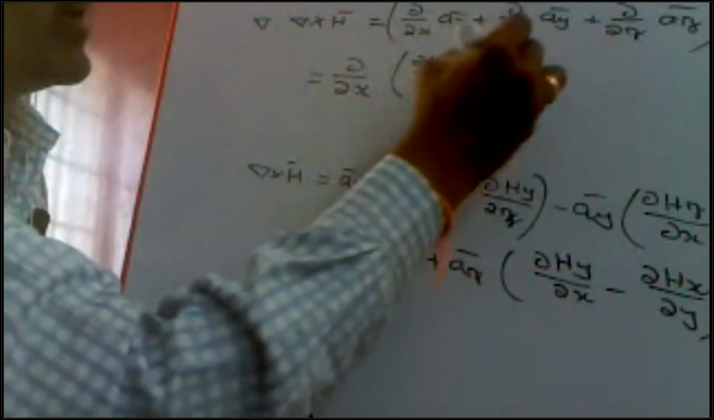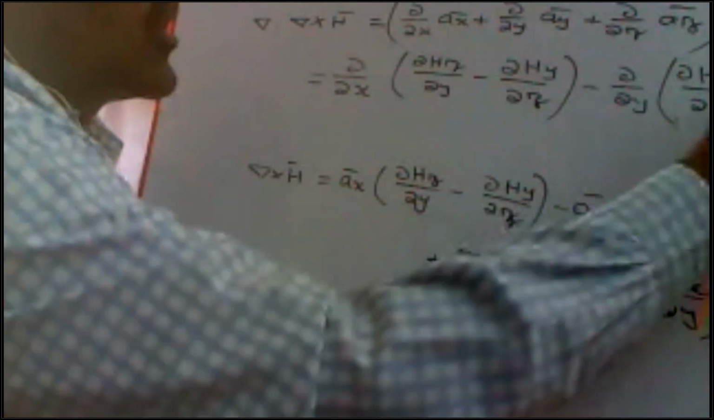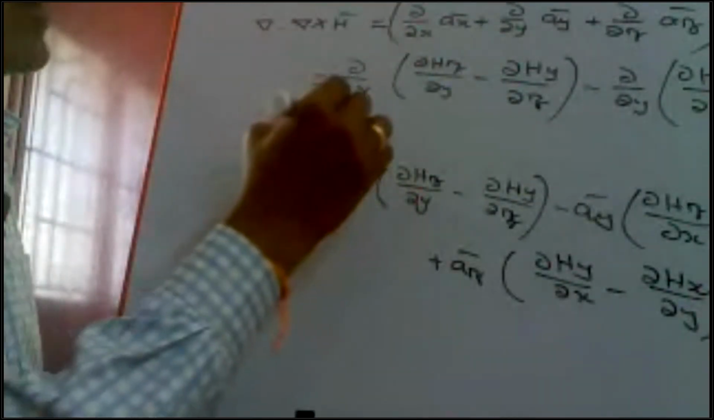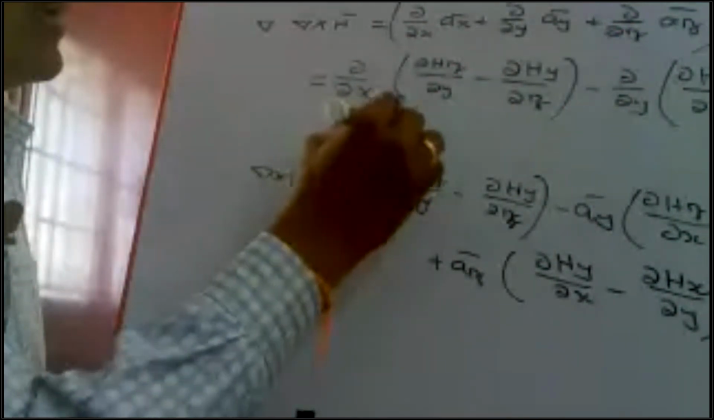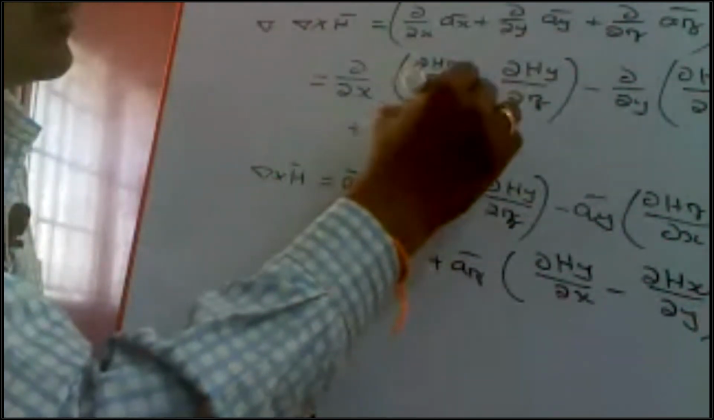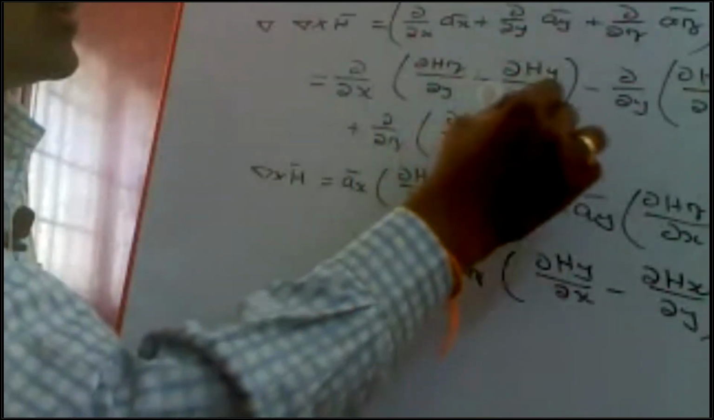dou by dou x of the first term. So என்ன ஆகும்? dou hz by dou y minus dou hy by dou z. Then next term, here minus is there, so minus dou by dou y of this term. So it comes dou hz by dou x minus dou hx by dou z. Then comes the third term, it is dou by dou z of the third term. So it is dou hy by dou x minus dou hx by dou y. In this way, I will get the answer. Okay.